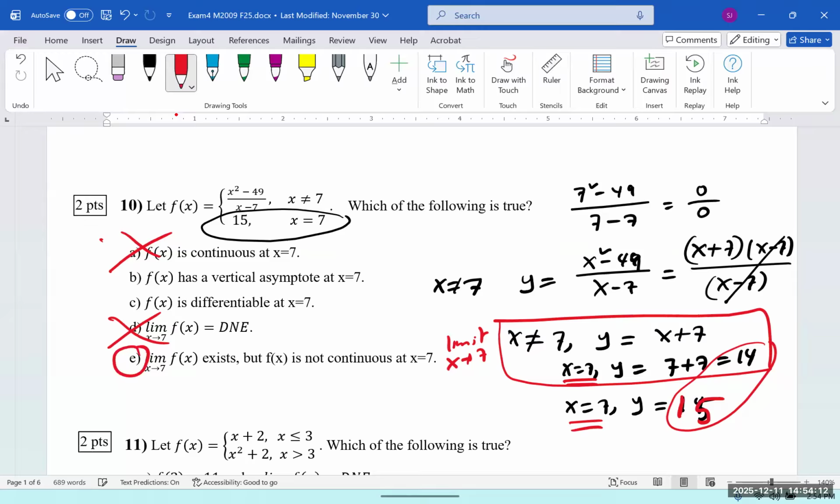So that's all you have to do. Find the limit and then look at the y value. If they both are equal, then it's a continuous function. If they're not equal, then the option you have, pick that option.